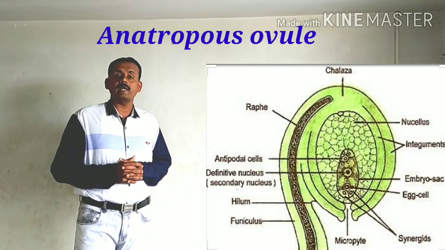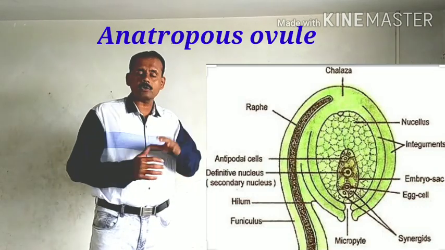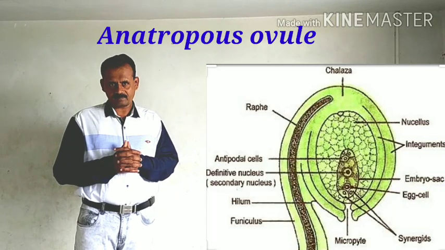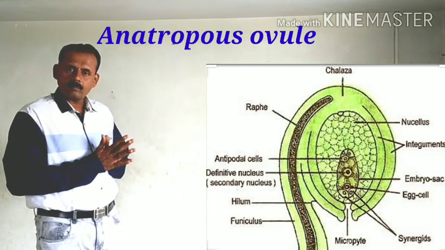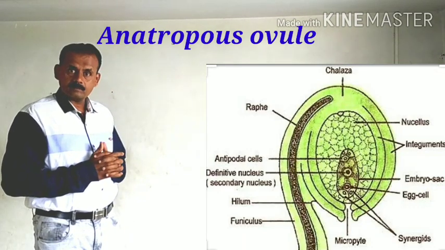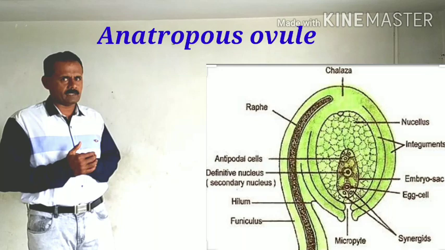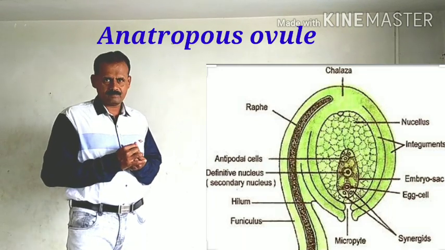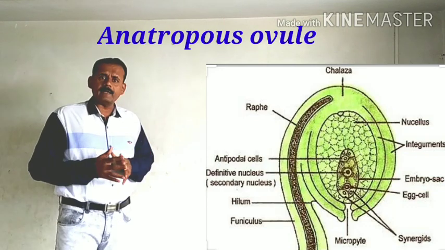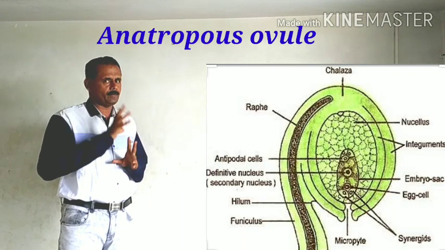These 2 layers are called as integuments. Towards the basal portion of the integuments, the portion is called as chalaza. त्याला chalaza म्हणतात. And towards the tip, the integuments cover all over the portion of the nucellus. At the tip, there is only one minute opening or pore, and that pore is called as micropyle. The number of integuments in angiosperm is always 2. एंजिओस्पर्मच्या ओव्ह्यूल मध्ये 2 इंटेग्युमेंट्स असतात.